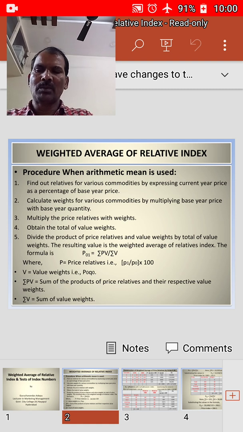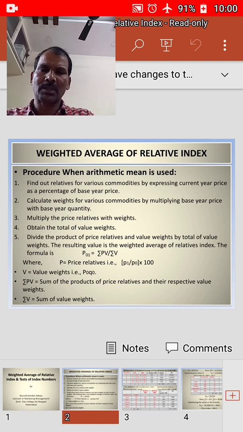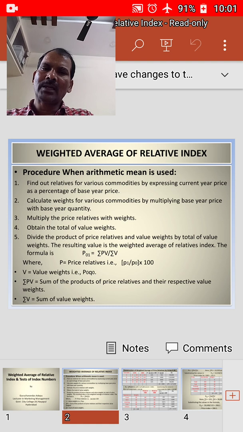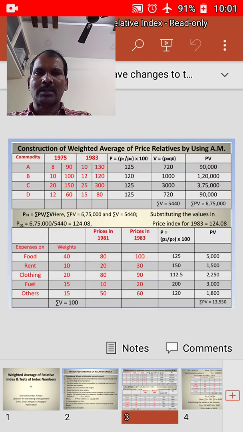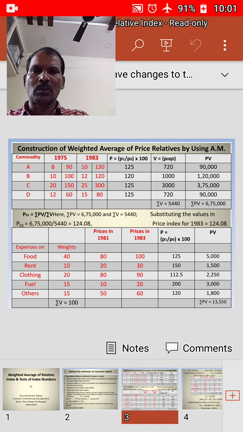Sigma PV is nothing but the sum of the products of price relatives and their respective value weights, right? We have discussed value weights and price relatives in an earlier class. Sigma V is equal to the sum of the value weights. For better understanding, we will consider a few problems in this. First, we will discuss construction of weighted average of price relatives by using arithmetic mean.